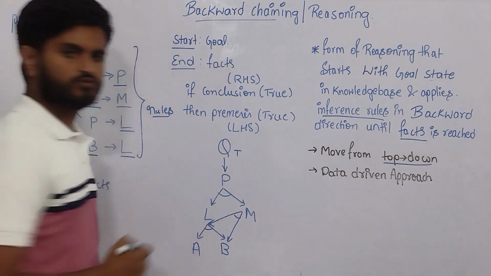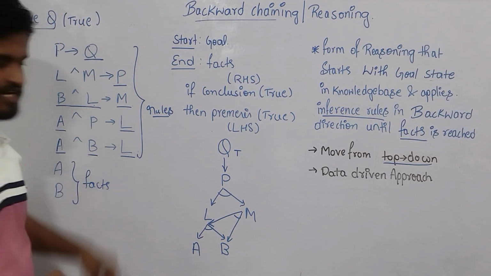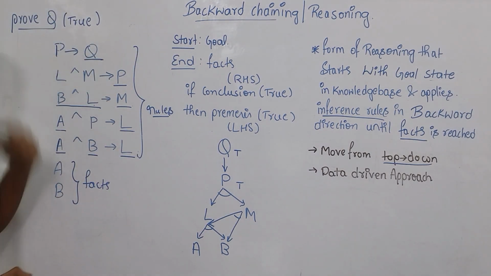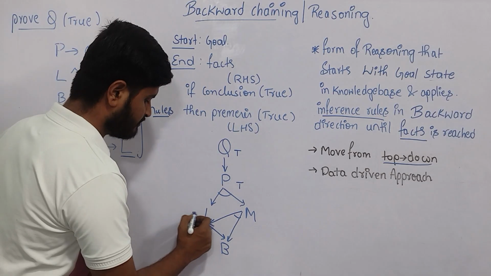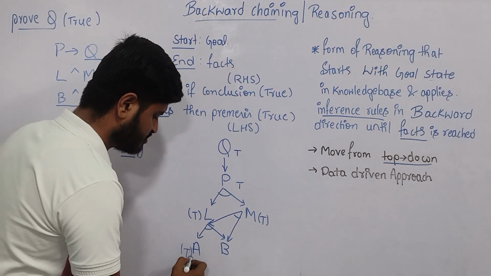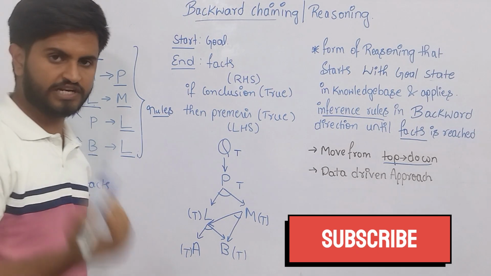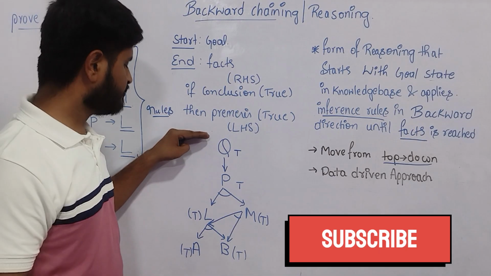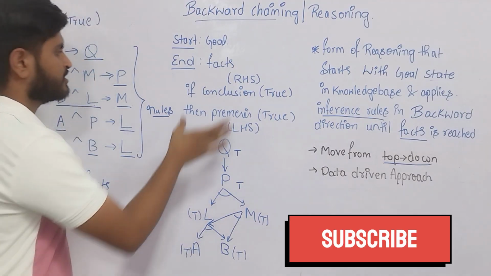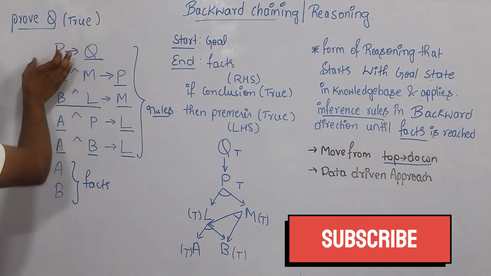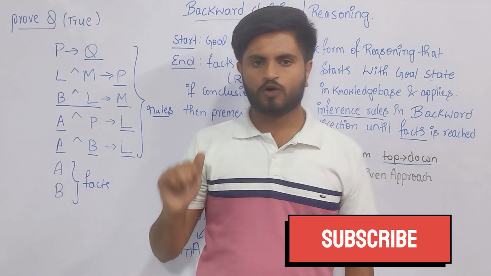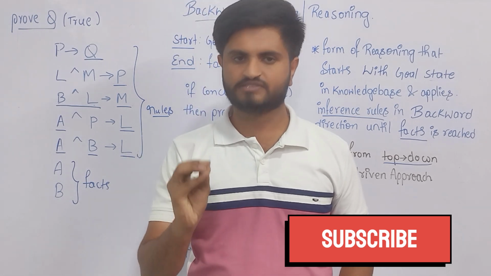Since my Q is true, that is the start state, which is the goal state, my P will be true, because Q is in the right hand side and P is in the left hand side. Since P is true, my L and M will be true. Since my L and M will be true, the individual statements A and B will always be true. So now we constructed from top to bottom using the backward chaining or backward reasoning technique. If the conclusion, that is the right hand side, is true, then the left hand side premises will always be true. So hope you understood the concept of how to construct the backward chaining or backward reasoning problem.